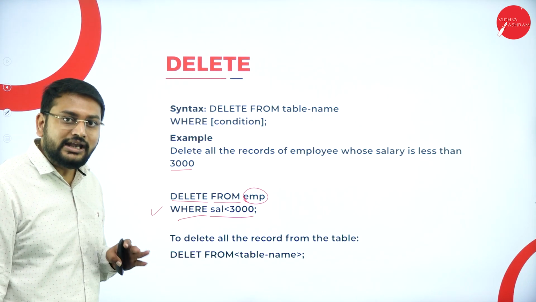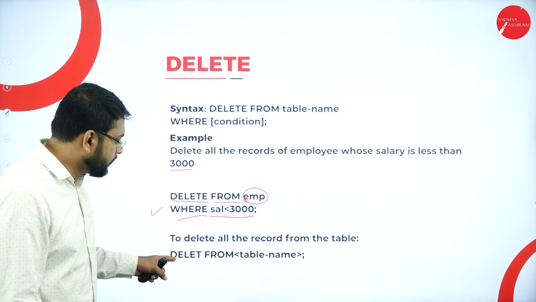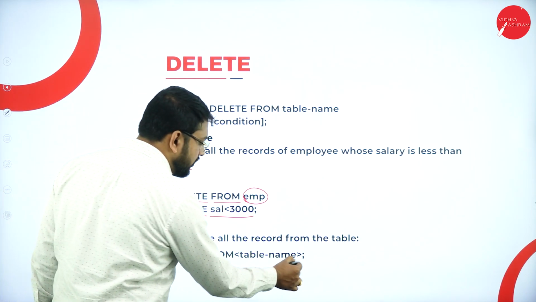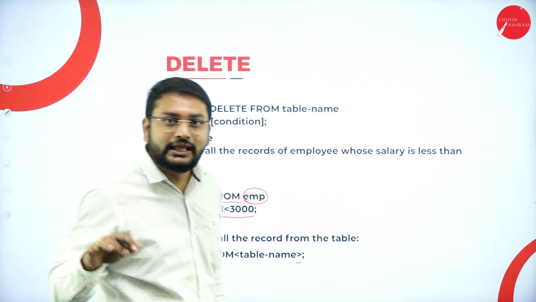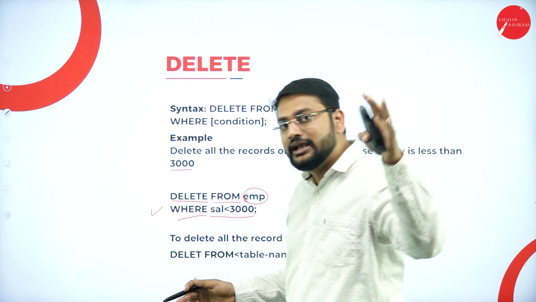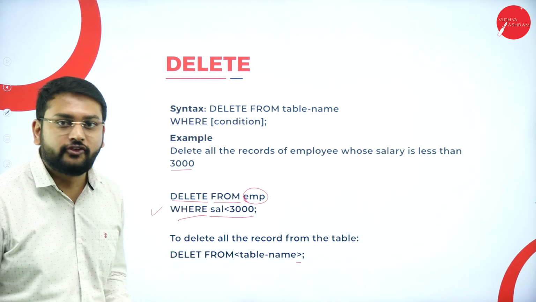Suppose if you want to delete a particular record, you will be doing like this. If you want to delete all the records, you will be just doing like this. Delete from table name. That's it. At the end, semicolon. So it will delete the entire details that you have in the table. This is how the delete is working for me.